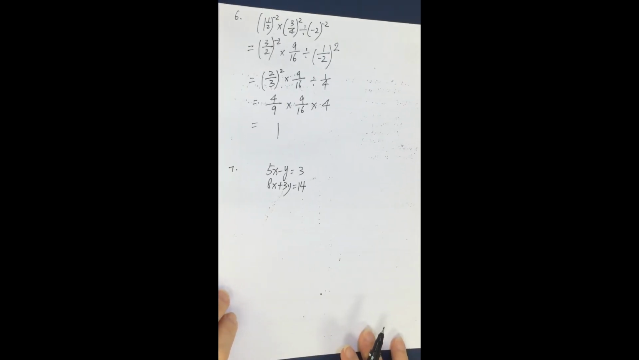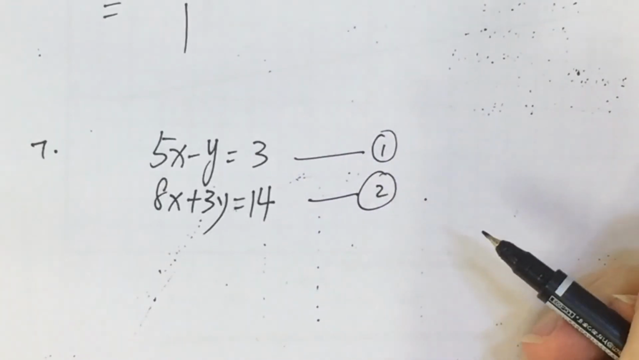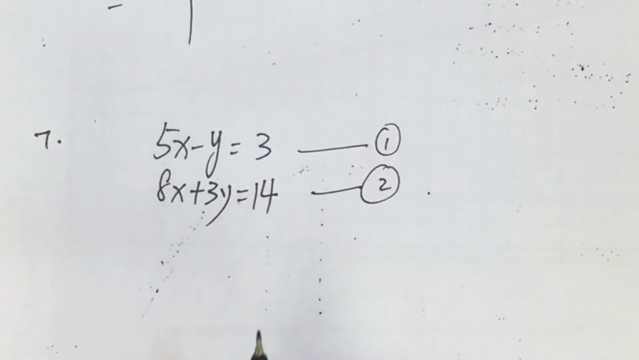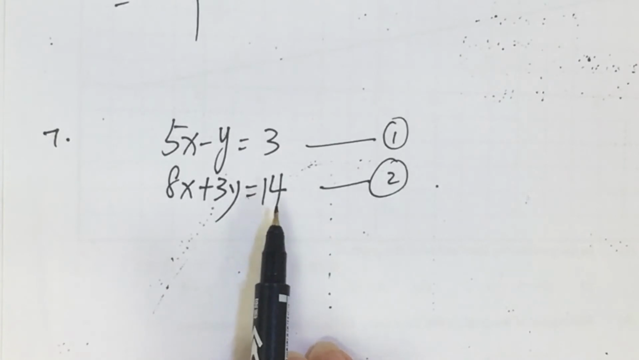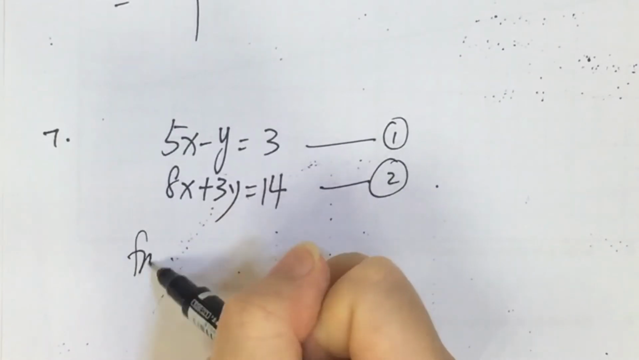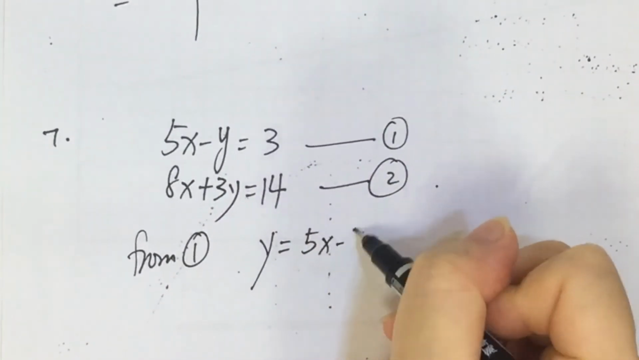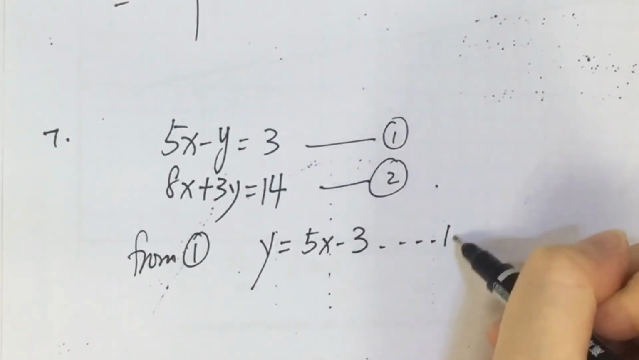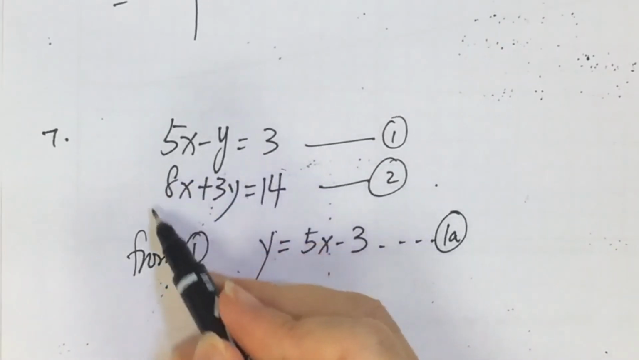Which is 1. Next, solving simultaneous equation. Actually, personally, I prefer to solve simultaneous equation using elimination method, but for this question, I would use substitution method. Why am I using substitution method? It's because I can see that from the first equation, I can write y to be 5x minus 3. So I can use this y equals 5x minus 3 to put into the second equation.